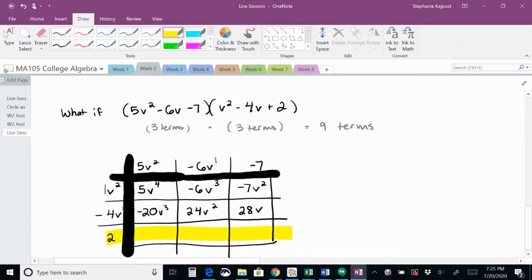And then you've got your last row that you're going to multiply by the first column. So we're doing 2 times 5v squared. Do 2 times 5, which is 10, and then v squared. The variables just kind of hang out. They don't go anywhere.